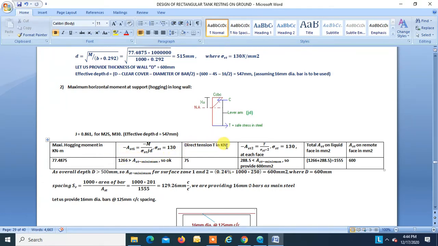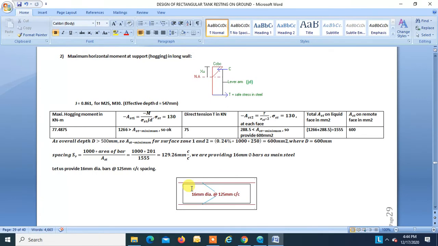Now we have a direct tension pull in the long wall as 75 kilonewton. So Ast2 can be found as T divided by sigma st. This will give us the total steel, but we will provide steel equally distributed on two faces, so divided by 2. So the steel to be provided on each face, that is on the liquid face and on the outer face, will be 288.5. Now as this is a hogging moment, and these are the moments at support, we have to provide this steel over here and here.